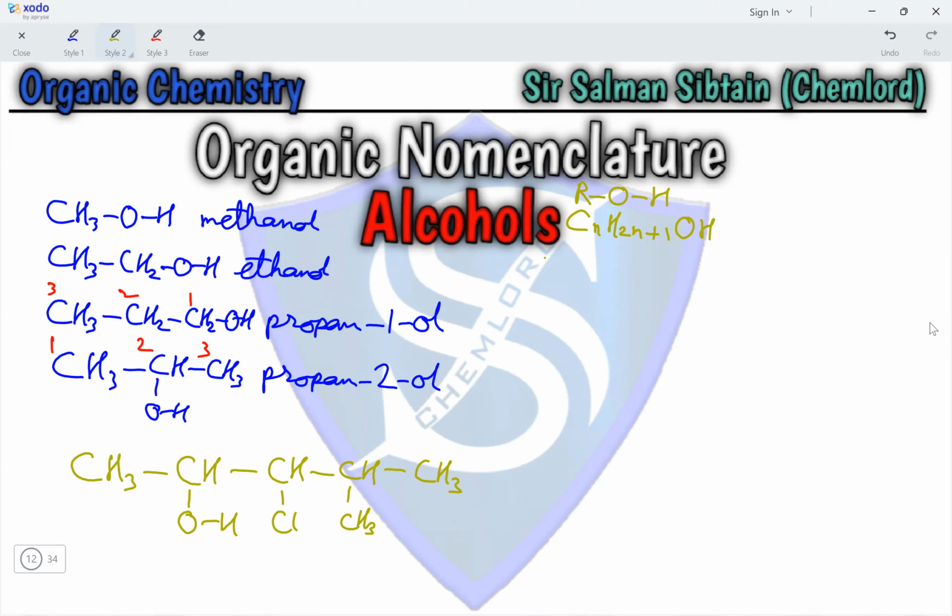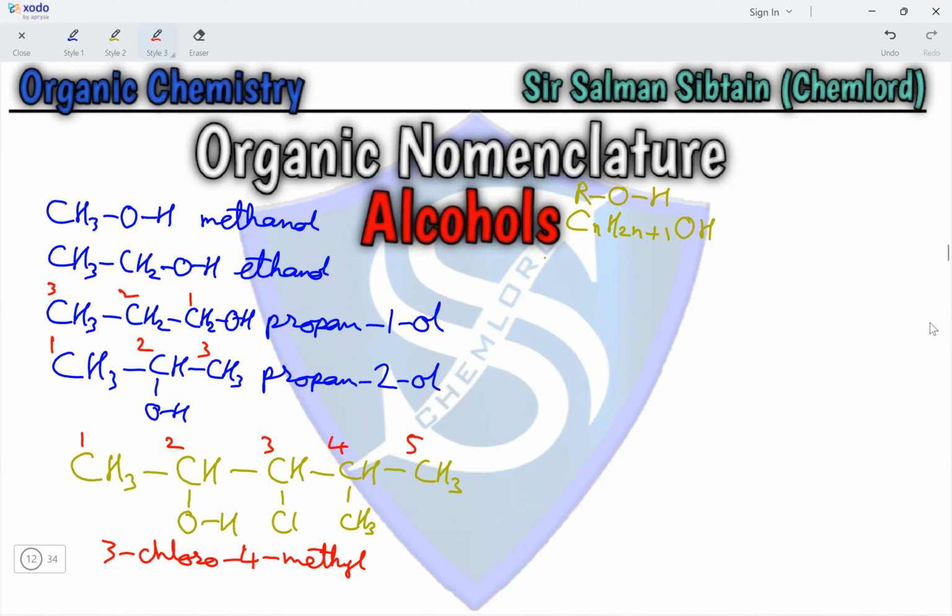Now, preference would be given to the OH functional group, obviously, because it is the functional group here. So the numbering would be done from left to right, 1, 2, 3, 4, 5. But the name would be written with the alphabetical preference for the substituent groups. So the name of this compound would be 3-chloro-4-methyl.